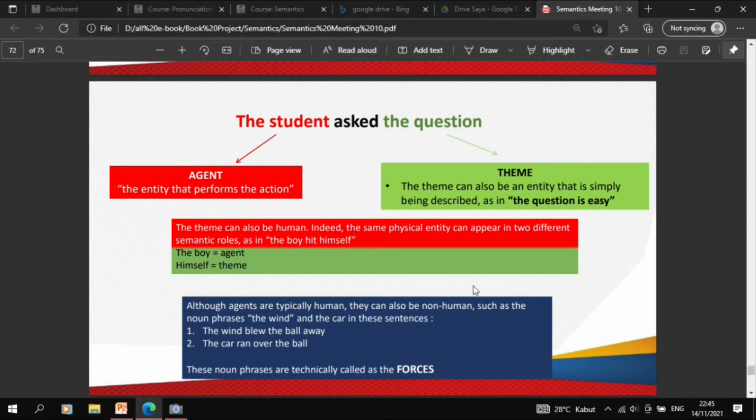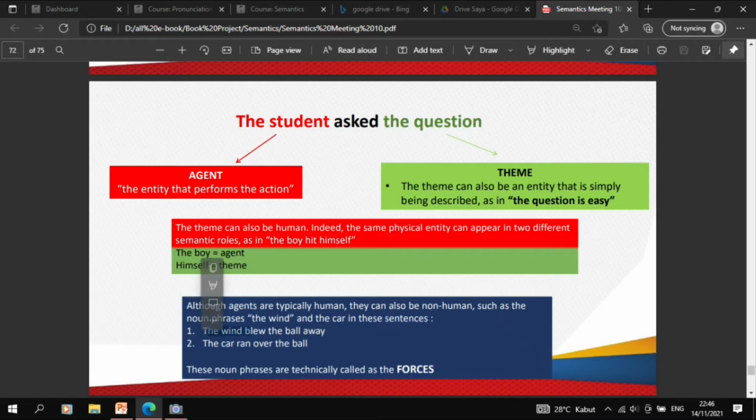Okay. Now there's another one. The third one, force. So what is force? Although agents are typically human, they can also be non-human. Si agent yang melakukan performance, yang melakukan kerjaan si verbnya, they can also be non-human, such as the noun phrase the wind. So you can see here, the wind blew the ball away. The car ran over the ball. So who is the agent?